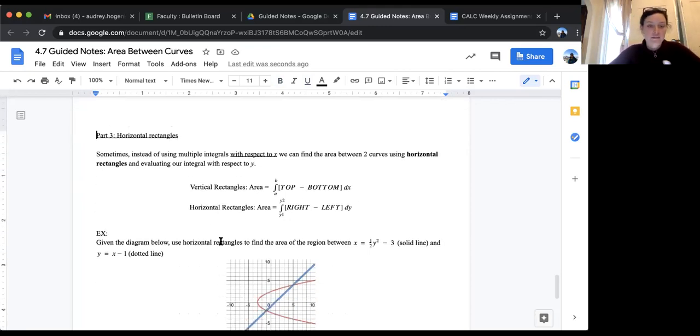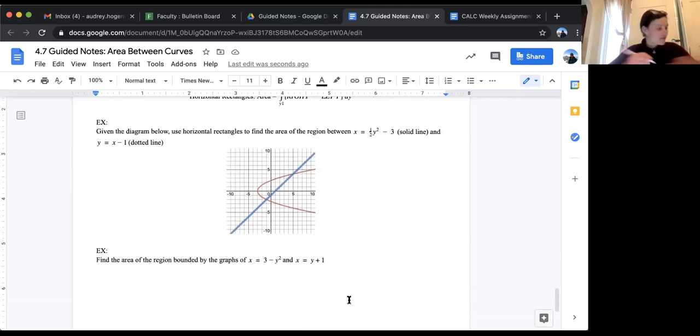Okay, so for vertical rectangles, the area is the integral from a to b of top minus bottom dx. Horizontal is going to be y1 to y2, so we are going to have to use y points on the y-axis of right minus left dy. So for instance, given the diagram below, use horizontal rectangles to find the area of the region between x equals 1/2 y squared minus 3, which is our solid line, and y equals x minus 1, which is our dotted line right there. So again, we need these y values.